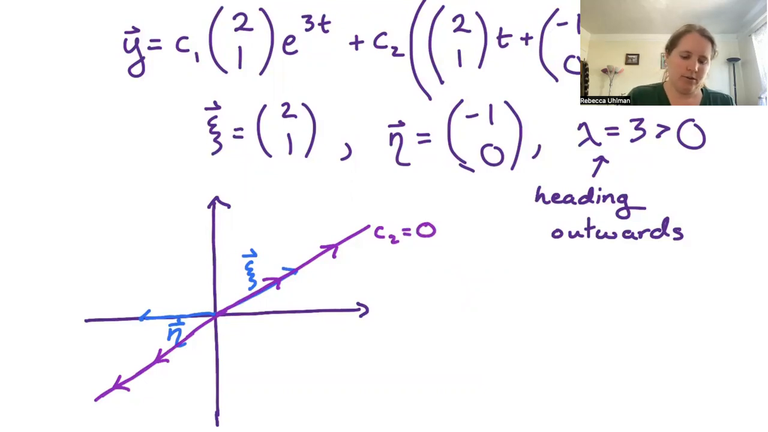For C2 greater than 0, we're going to look at the side that has eta on it. So in this case, we're looking above our line. We start off heading in the opposite direction. Again, we're looking at the case where lambda is positive. So we start off from the origin in the opposite direction of psi, work our way out and curve back around to run parallel to psi.